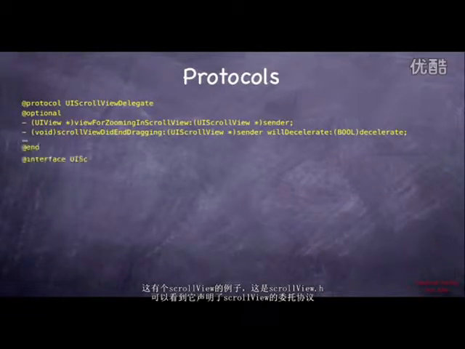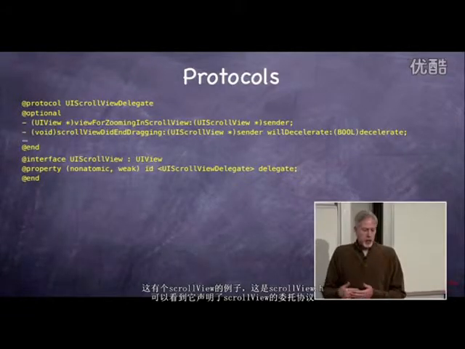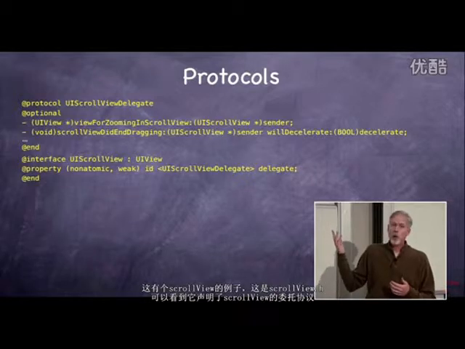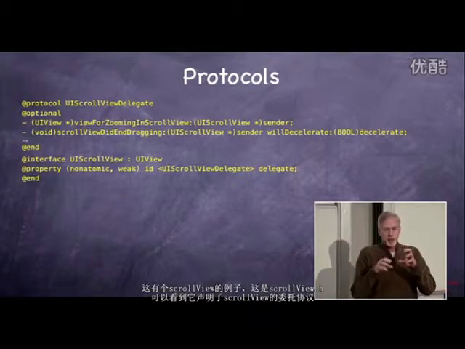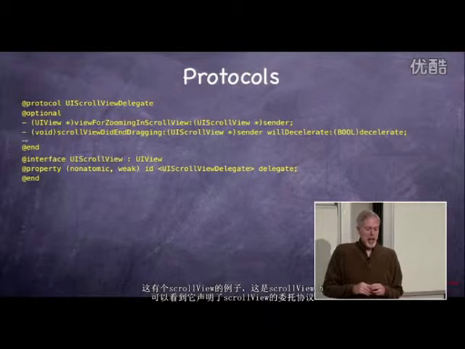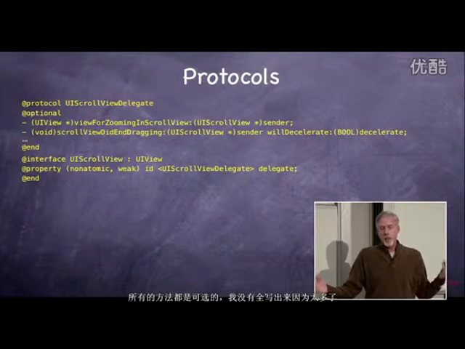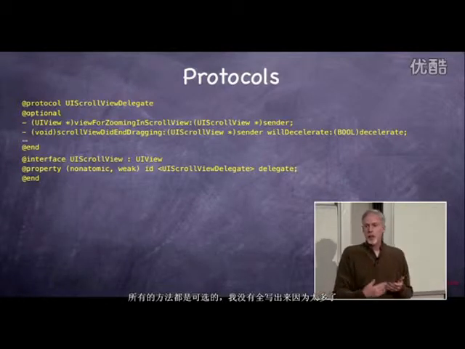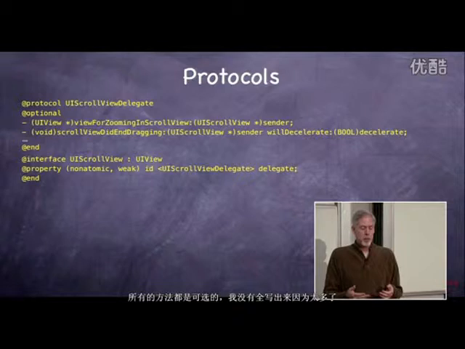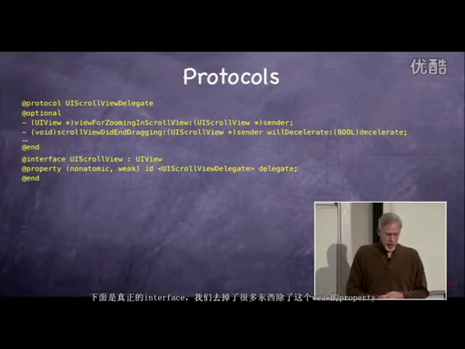So here's an example. This is scroll views. So here is, for example, scrollView.h, a little bit simplified so it fits on this slide. And you can see that scrollView.h declares this UIScrollViewDelegate protocol. All of the methods happen to be optional, so it starts out with optional and then lists all the methods. I haven't shown them all, just a couple of them. There's over a dozen. And then here comes the actual interface of UIScrollView.